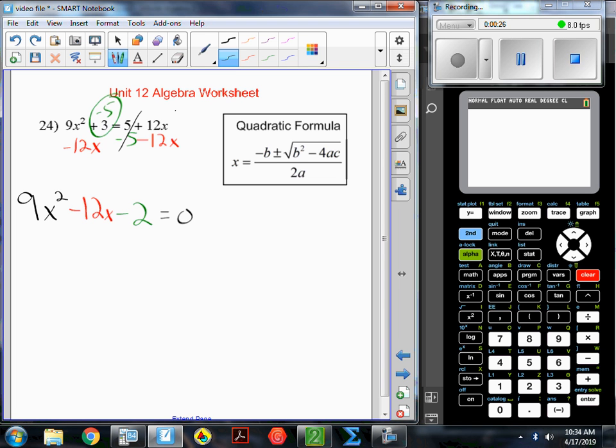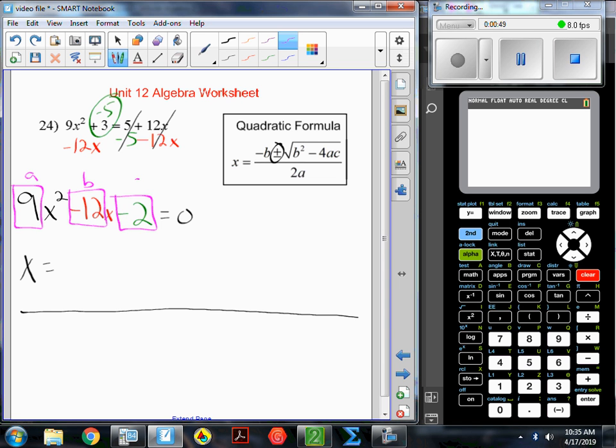5 minus 5 is 0. 12x minus 12x is 0. I'm going to use my quadratic formula twice because of the plus and minus. I need to do it once with the positive and once with the minus, or the subtract. So x equals, let's identify our parts here. A is equal to 9. B is equal to negative 12. And C is equal to negative 2.